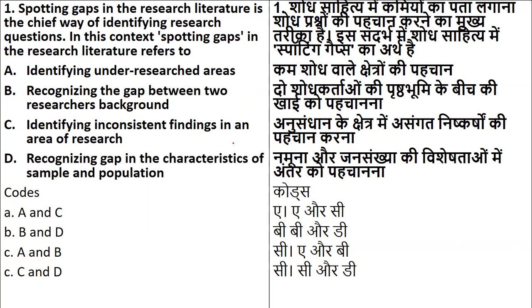So yes, let's see. Spotting gaps in research basically refers to identifying the under-researched areas which have not been researched, and yes, inconsistent findings. Recognizing the gap between two researchers' backgrounds is not into consideration. Recognizing the gap in the characteristics of sample and population is not the concern. The gaps are basically about the under-researched areas and the inconsistent findings.